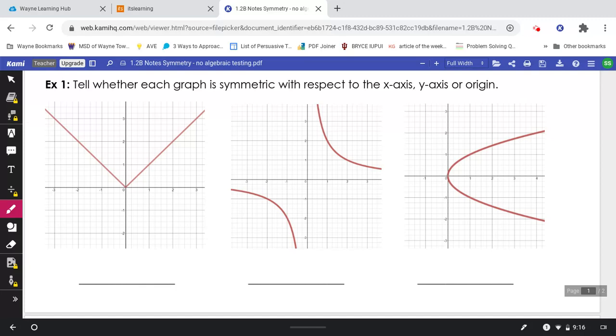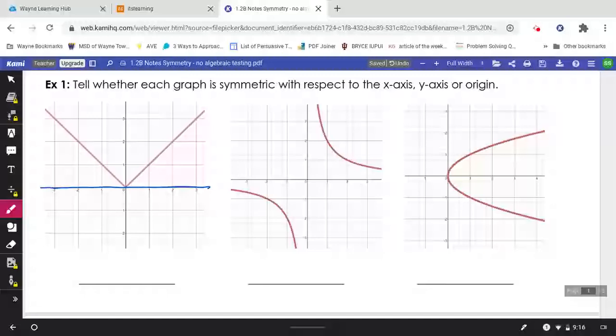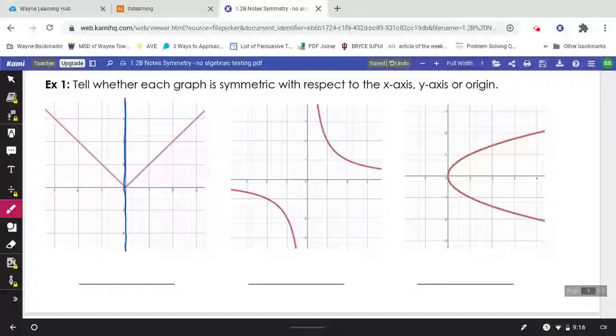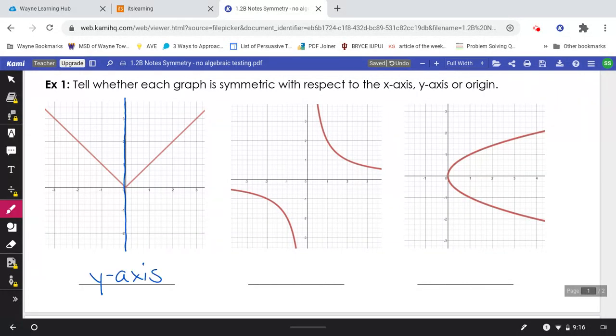So for this first one, you can even check each one. X-axis, there's my x-axis. Does that graph look the same at the top as it does at the bottom? Well, no, my entire graph is at the top and I have nothing at the bottom. So that really doesn't work. What about my y-axis? If I draw a line down the middle, do I have the same thing on the right as I do on the left? Yes, that looks exactly the same on the right as it does on the left. So this would be y-axis symmetry.